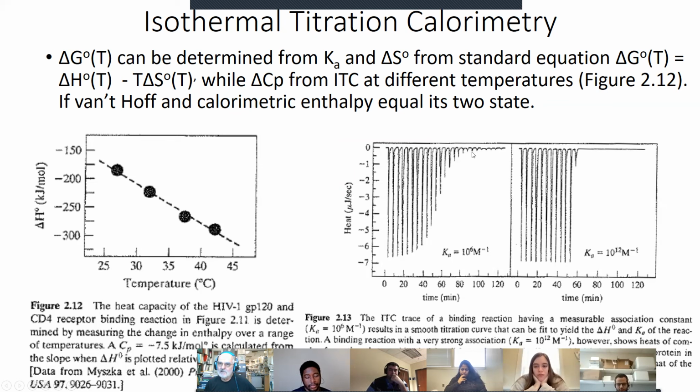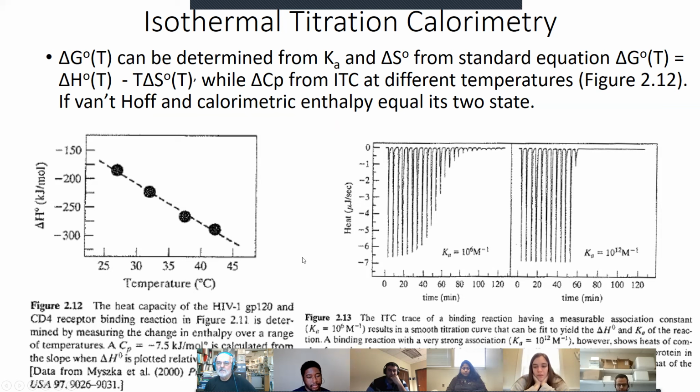Remember, this is being done at one temperature. If you repeat this at different temperatures, then you can plot the enthalpy versus the temperature, and you can get the temperature dependence of the enthalpy out of this. And this is an important parameter. It gives you that information that I told you is assumed in the Van't Hoff analysis.